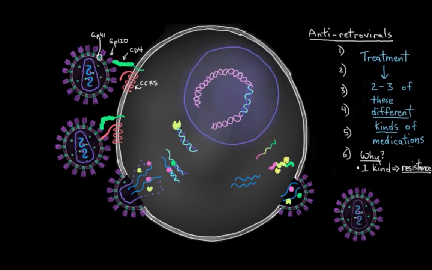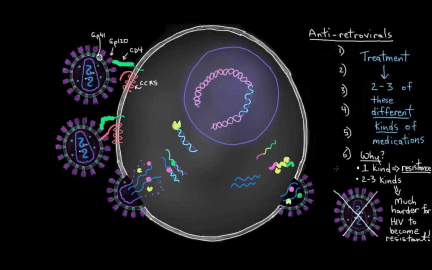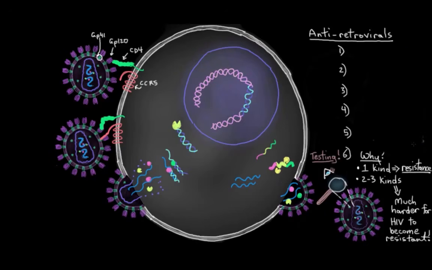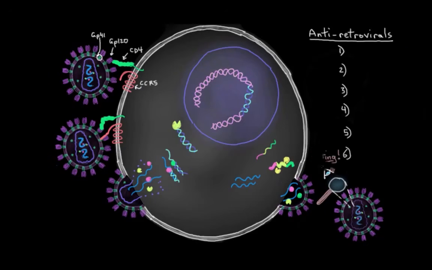And that's obviously not very good, but it turns out that giving two or three different kinds all at once makes it really tough for HIV to get resistant to any of them, because essentially the HIV dies before it has a chance to mutate and become resistant. Because of this, before you're started on any of these antiretrovirals, you'll probably have some testing done to see which types of medications you're already resistant to. So let's work on our list now. Two drugs that we can have as part of our treatment start right at the very beginning here.